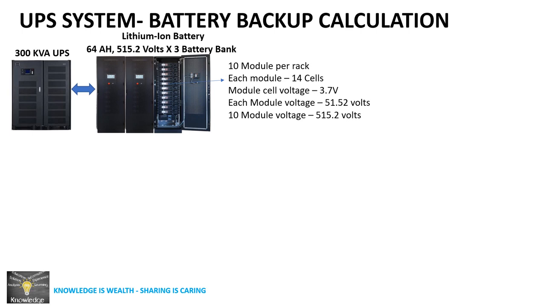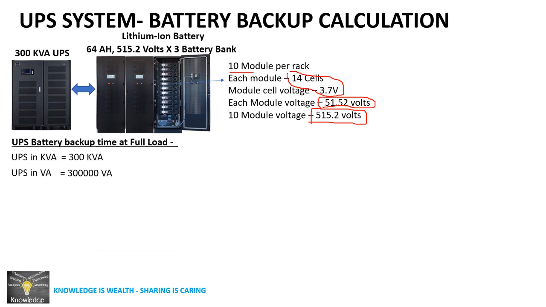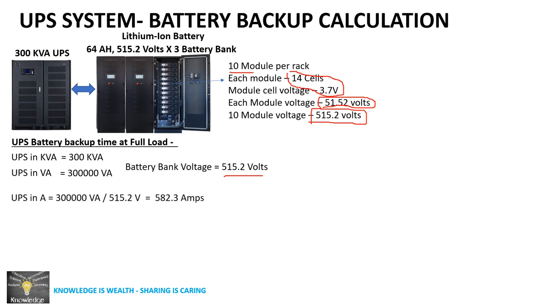In this particular lithium ion battery rack, which contains 10 modules per rack, each module will have 14 cells. Each cell voltage is 3.7, so 3.7 into 14 is 51.52 volts. There are 10 modules, so 51.52 into 10, so the total battery bank voltage is 515.2 volts. Let's calculate the UPS battery backup at full load. The UPS capacity 300 kVA in VA is 3 lakh volt amperes, and the battery bank voltage we have derived is 515.2 volts.